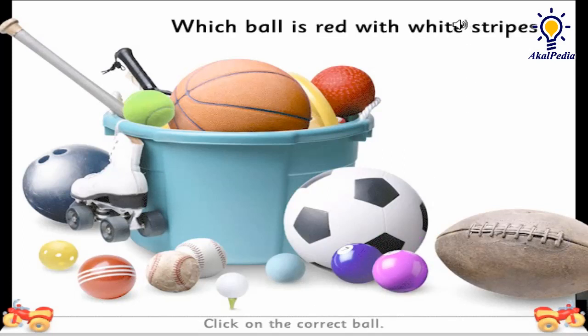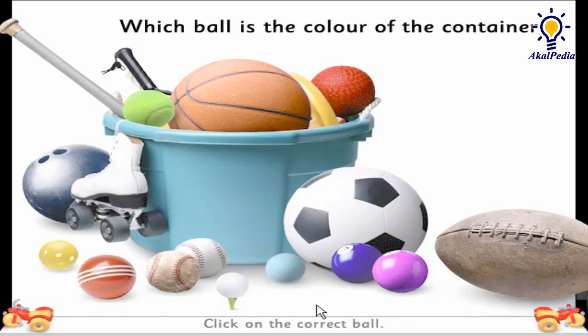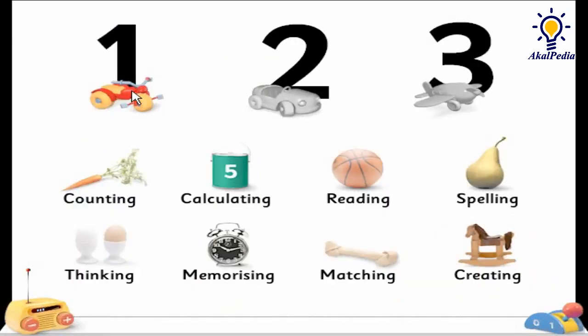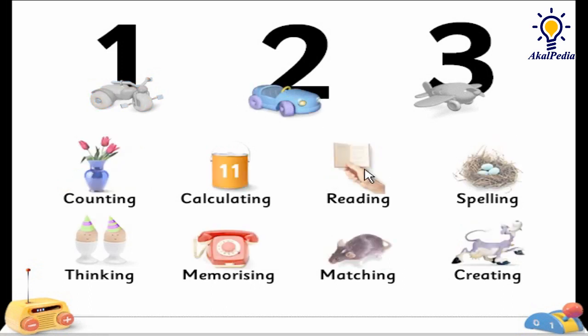Click on the correct ball. Which ball is red with white stripes? Merah dengan garis putih. Click on the correct ball. Which ball is the color of the container? Yang warnanya sama dengan tempatnya. Oke, lanjut. Level 1 sudah, lanjut level 2. Reading.